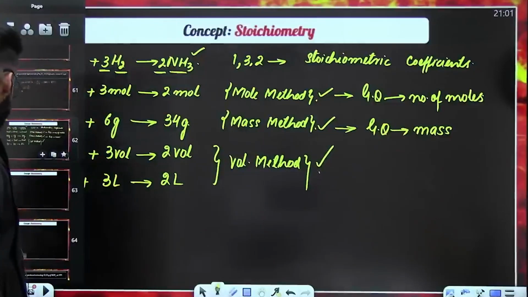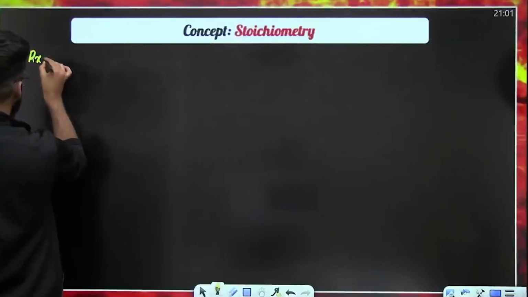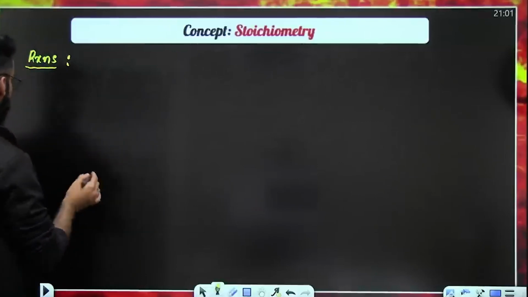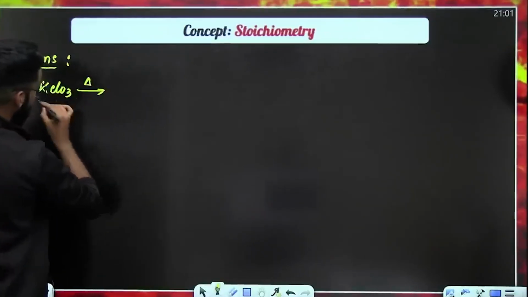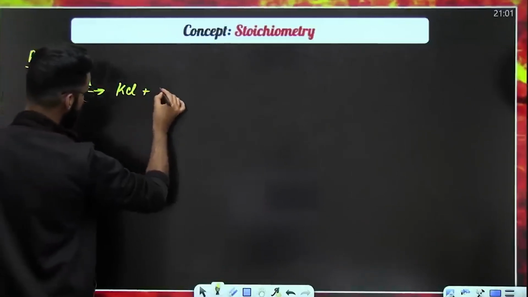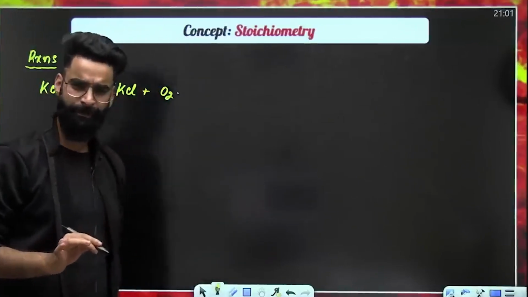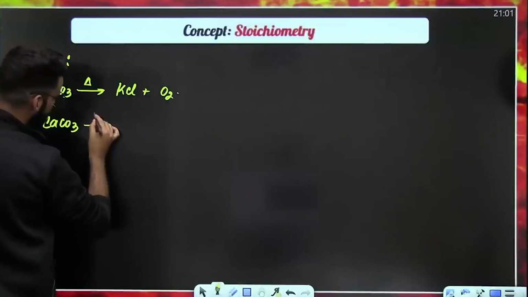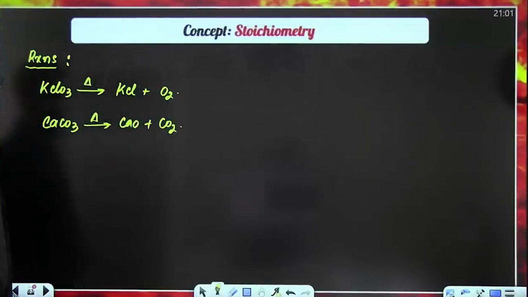But before doing the question, there are some reactions which I would want you to write. Some reactions which are frequently used in stoichiometry. For example, the first reaction, KClO3, upon heating, gives KCl solid. With this, you get O2 gas. This is one very common reaction which is used in stoichiometry. Number two, calcium carbonate solid upon heating produces calcium oxide. With calcium oxide, you'll be getting carbon dioxide.